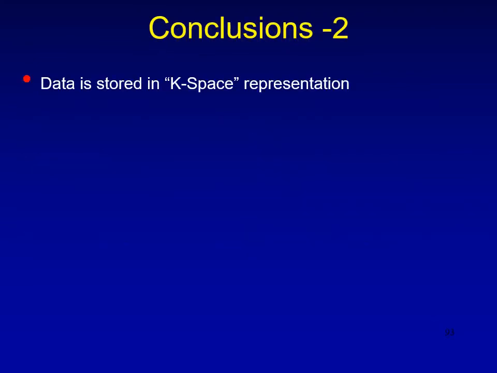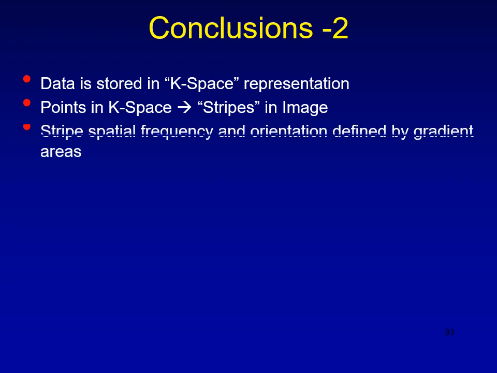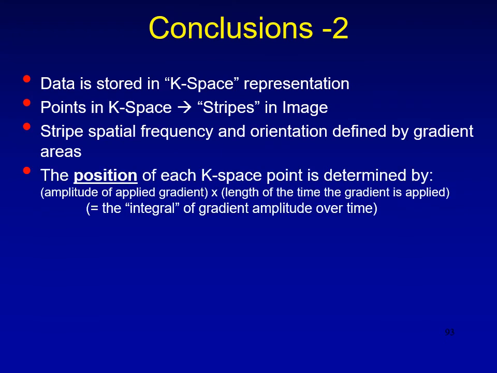The data that is acquired is stored in a K-space representation. K-space is the same as Fourier space. The points in K-space represent stripes across the entire image, or spatial frequencies across the whole image. The stripe spatial frequency and orientation is defined by the gradient areas that are applied. The position of K-space points is determined by the amplitude of the applied gradient multiplied by the length of time that the gradient is applied. In other words, the integral of the gradient over time.